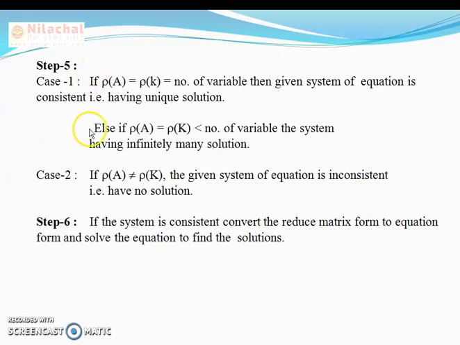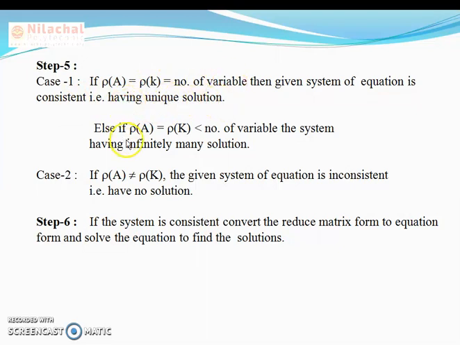Then step 5, there are two cases. One is rank of A equal to rank of K, otherwise rank of A is not equal to rank of K. Suppose your rank of A equals 3 and rank of K equals 3, then you write case 1. If your rank of A equals 2 and rank of K equals 3, then you write case 2. So in case 1, rank of A equal to rank of K. Number of variables, in your question x, y, z, must be there. If both are equal, then the given system of equations is consistent according to Rouché's theorem, and if both are equal to the number of variables, it has a unique solution.